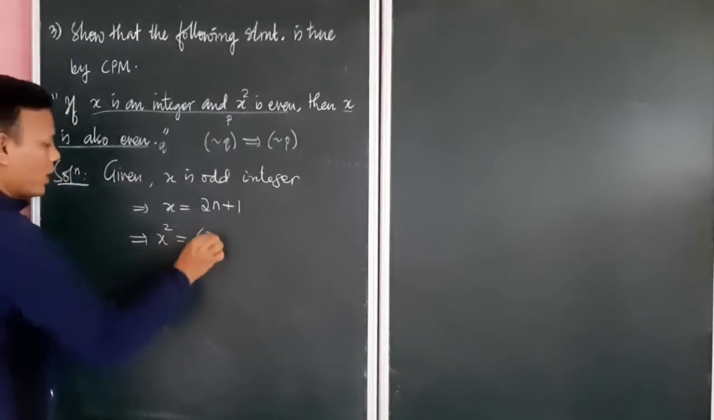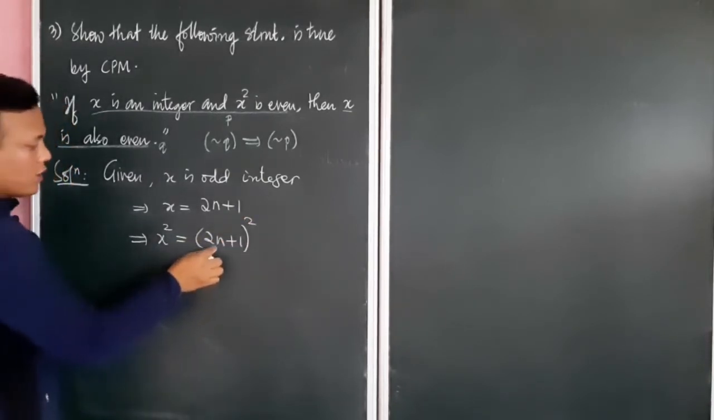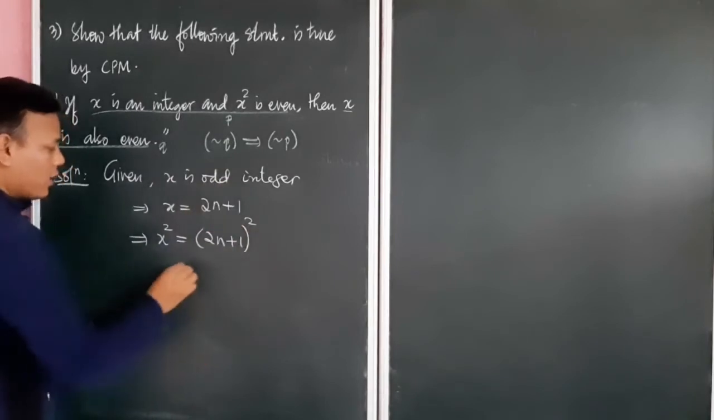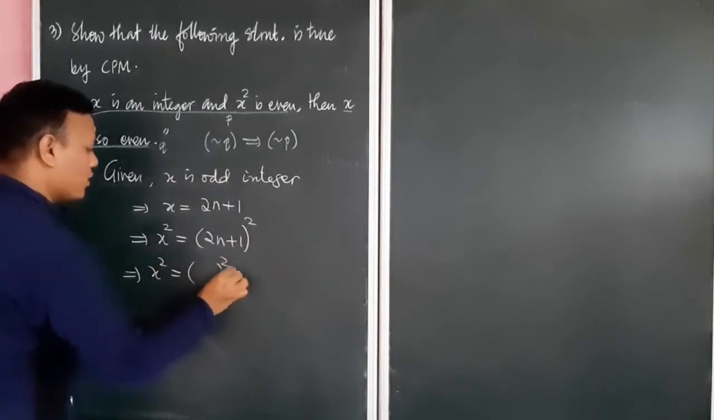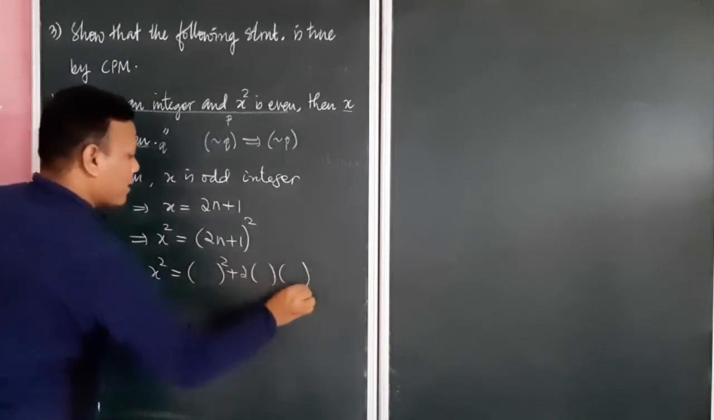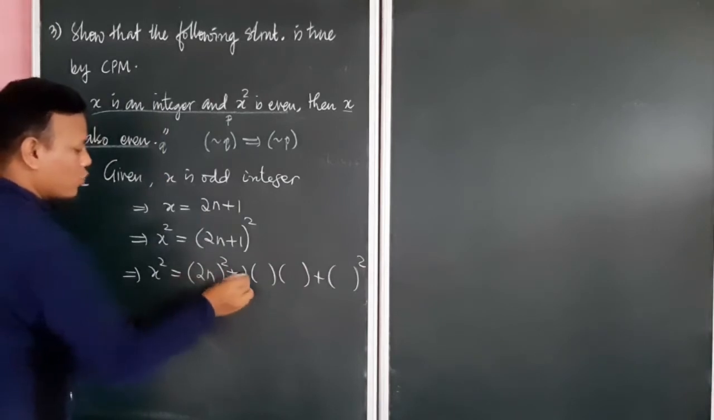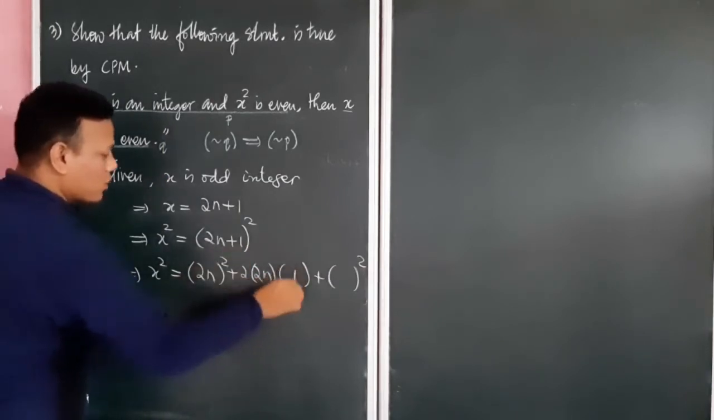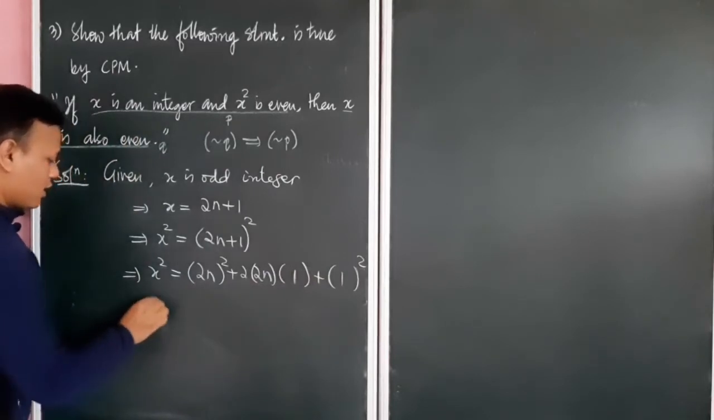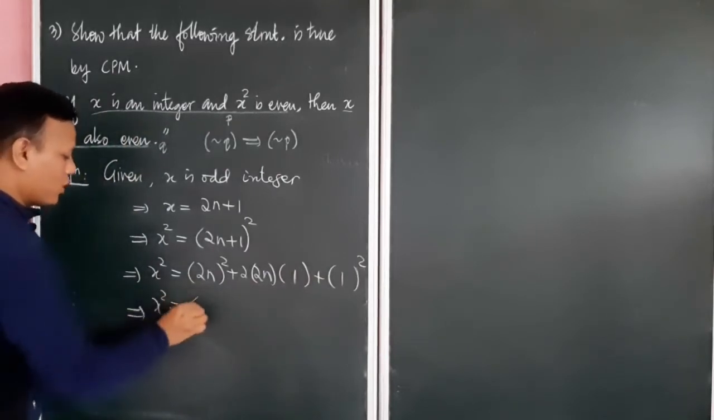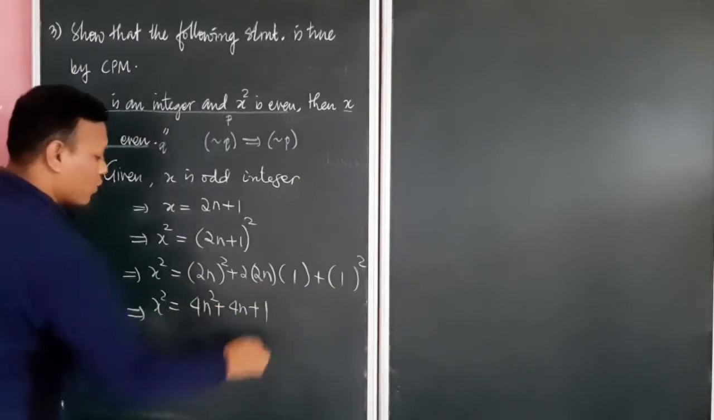x square is (2n + 1) whole square, right? And we know this is in the formula (a + b) whole square, which can be written as x square is equal to a square plus 2ab plus b square. What is a? a is 2n, so a square plus 2ab, b is 1, plus b square, right? Simplify this, so we have x square equals 4n square plus 4n plus 1, right?